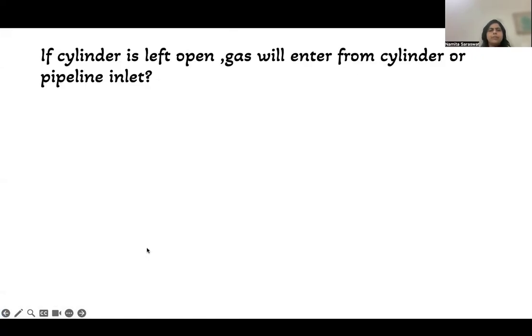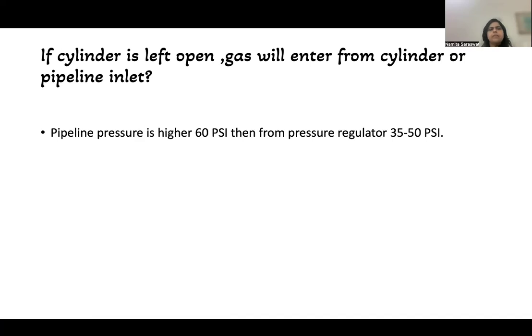Now the question arises: while checking the cylinder, if you leave the cylinder open, will the gas enter from the cylinder or from the pipeline inlet? The answer is the gas will enter from the pipeline, because pipeline pressure is higher, around 60 psi, than the pressure coming from the pressure regulator, which is 35 to 50 psi, or you can say 45 to 50 psi.